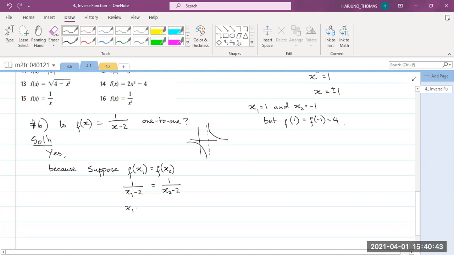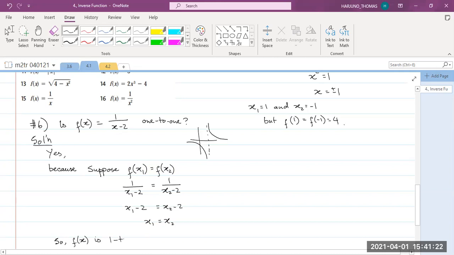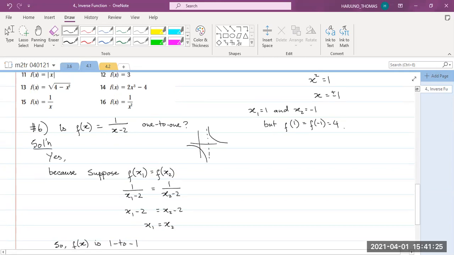Now, I do the reciprocal for both sides and add 2 to both sides. You see that the assumption that the value of this function is the same leads to the conclusion that the x has to be the same. Okay, so we conclude f(x) is 1 to 1.